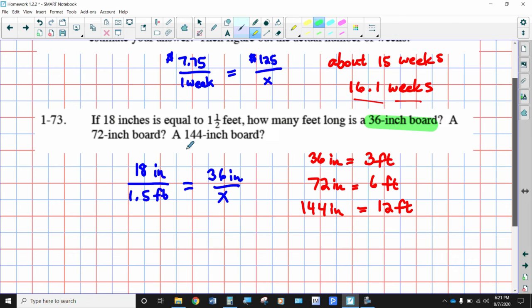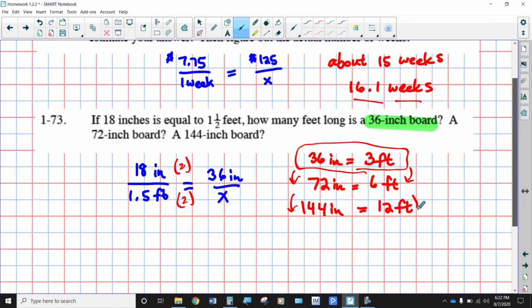You'd have to multiply it times 2. So we'll multiply 1.5 times 2, and that's how you're going to get 3 feet is 36 inches. We already know that, right? That's a yard. We know how to convert that. And now if it's a 72-inch board, wouldn't that just be double? So you double 36, we'll double the 3, and we'll get 6 feet. And then 144 doubles the 72. So if you multiply this times 2, you multiply that times 2, and you would get 12 feet. Okay.